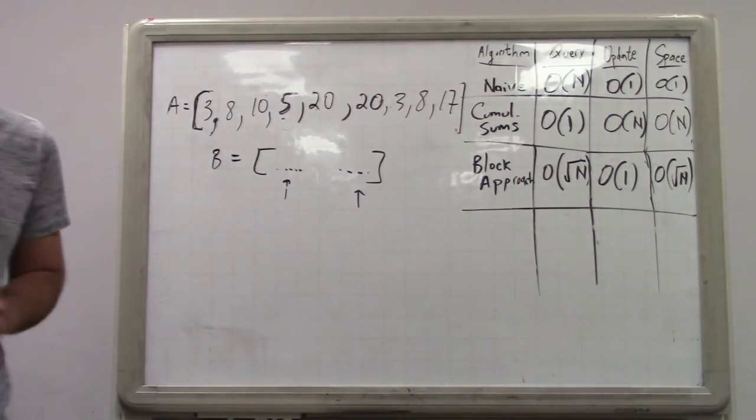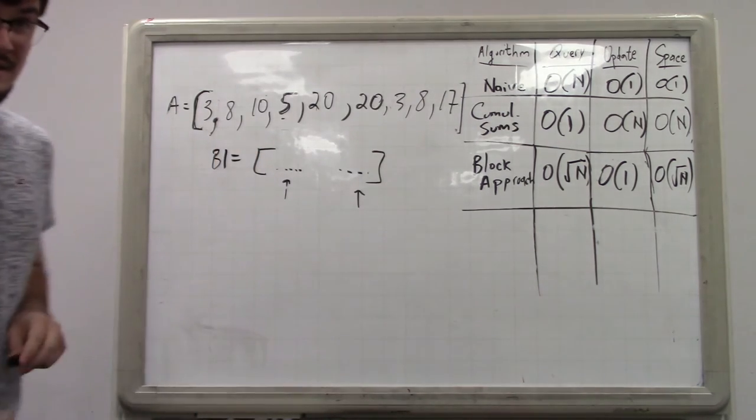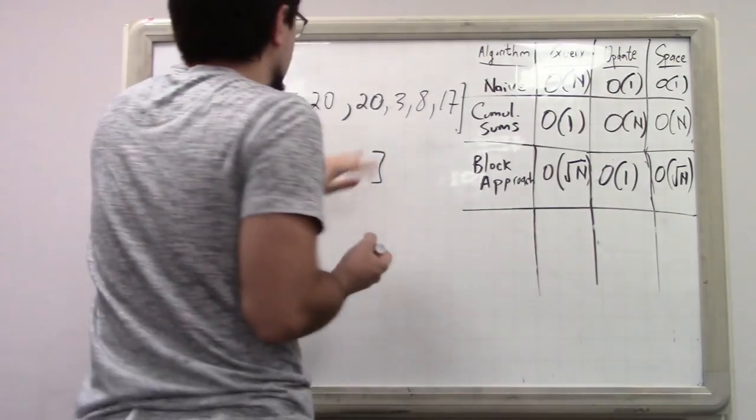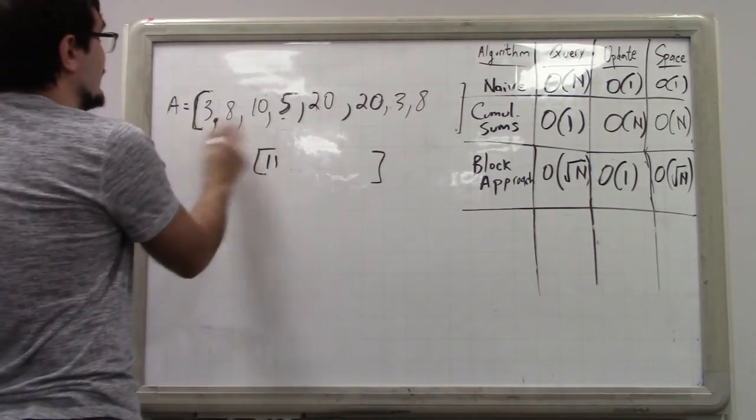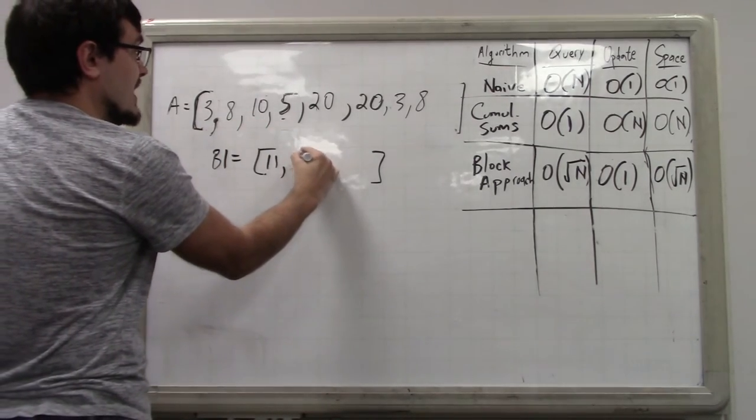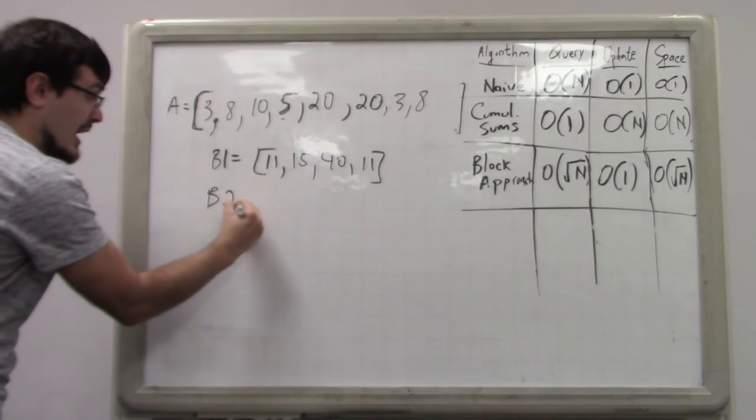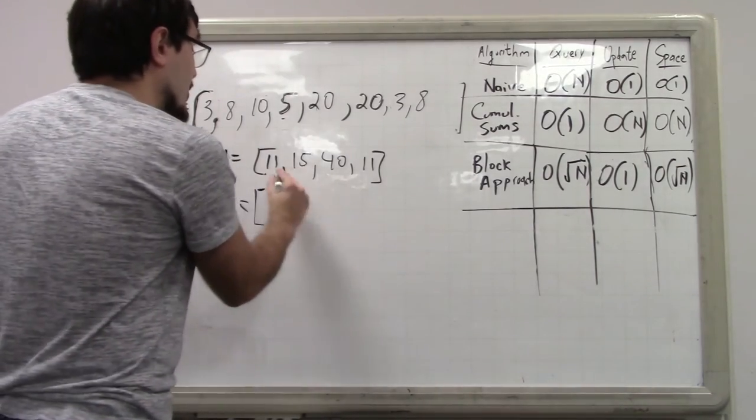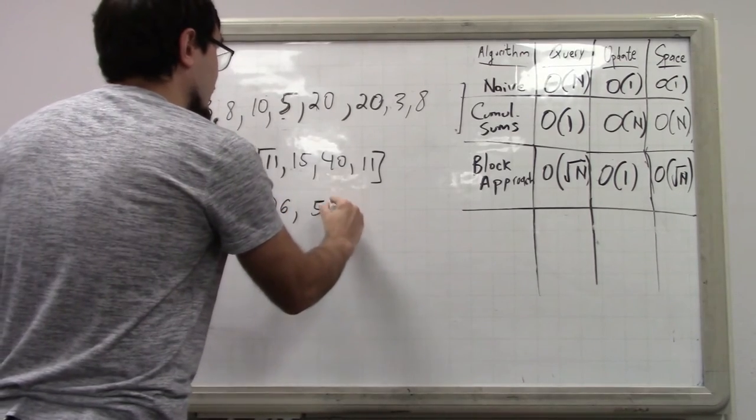Add another level of aggregation. So what if this is just B1, right? Okay, so how about this idea? Let's say this is our array, just for simplicity, and let's say we decided on a block size of 2. So this block is 11, then this block is 15, then 40, and then 11. But now, what if we create another level of aggregation, B2? And B2 has, again, a block size of 2, and summarizes these blocks like so.